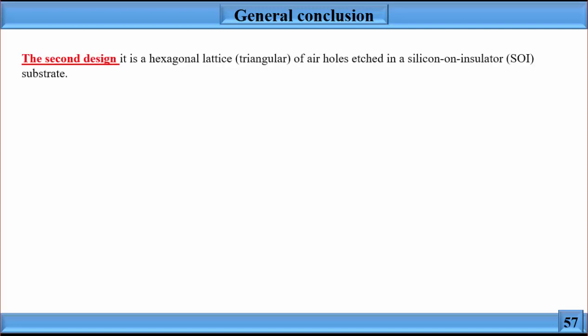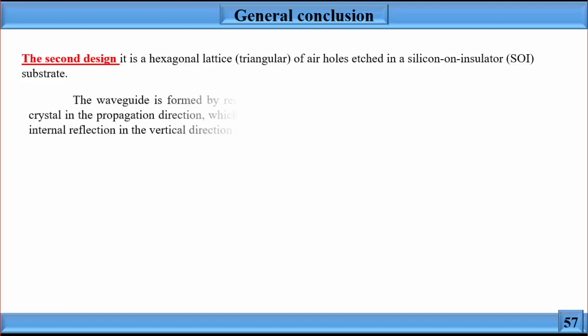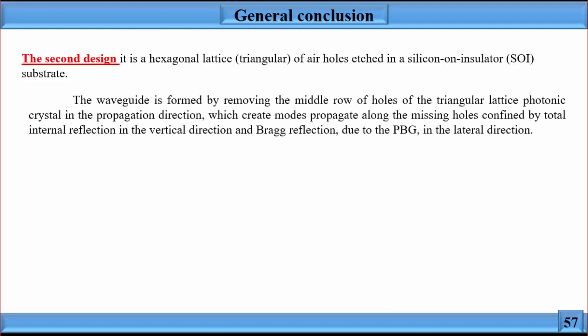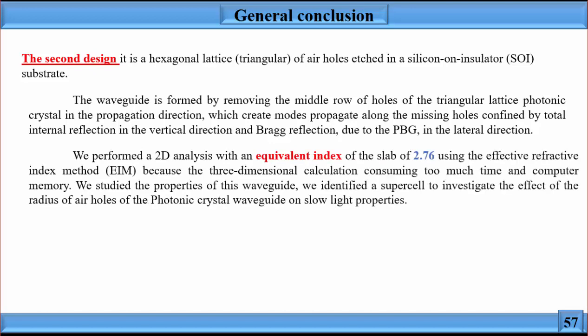Slide 57. The second design is a hexagonal, triangular, lattice of air holes etched in a silicon-on-insulator, SOI, substrate. The waveguide is formed by removing the middle row of holes of the triangular lattice photonic crystal in the propagation direction, which creates modes that propagate along the missing holes, confined by total internal reflection in the vertical direction and Bragg reflection, due to the PBG, in the lateral direction. We performed a 2D analysis with an equivalent index of the slab of 2.76 using the effective refractive index method, EIM, because the three-dimensional calculation consumes too much time and computer memory.